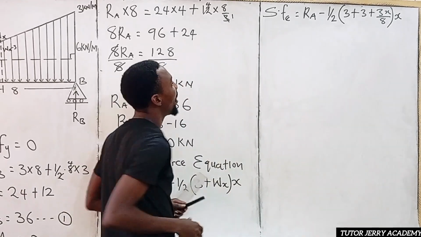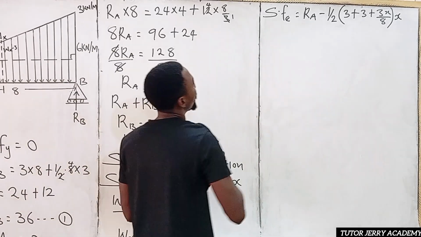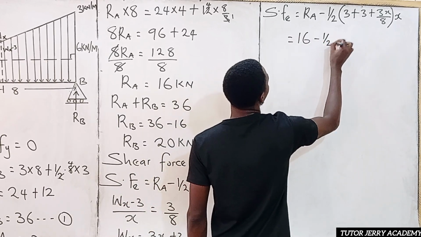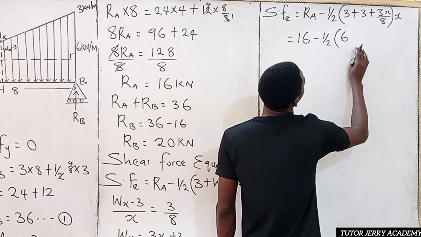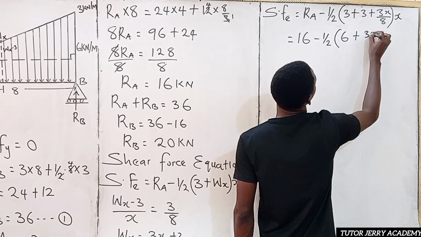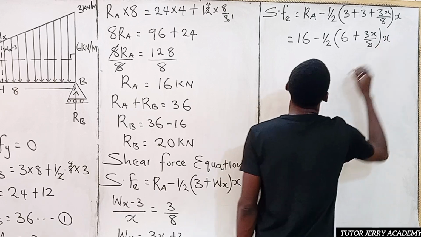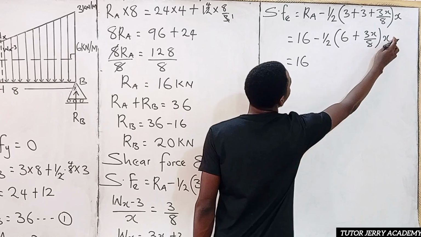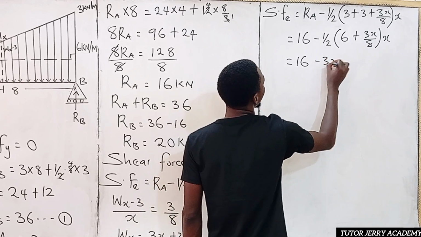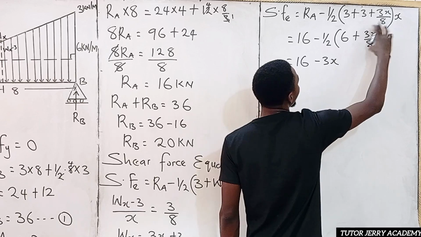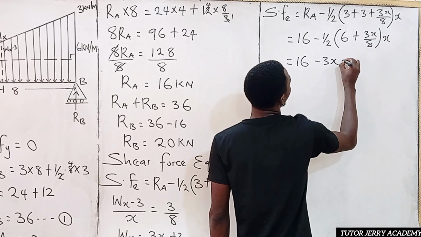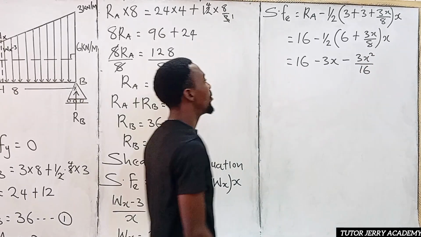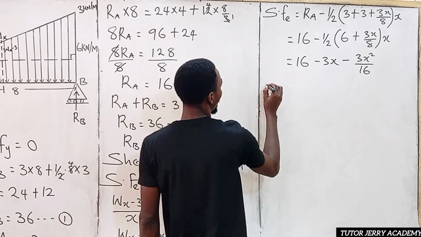All right, so we can replace our RA now. Our RA is 16. So the shear force equation will be equal to 16 minus half into 3 plus 3 is 6, and then plus 3S all over 8, multiplied by S. If we open that bracket, we are going to have 16, half times S multiplied by S is going to give us minus 3S. Then half times what we have multiplied by S is going to give us minus 3S squared all over 16. So this will be our shear force equation.